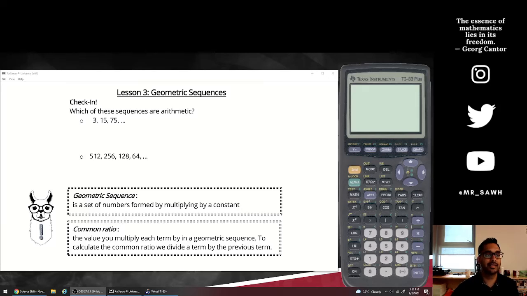Okay everyone, welcome back to lesson 3. In this video we'll talk about what a geometric sequence is, and how that may be different from the last couple. We've talked about an arithmetic sequence, some of the pieces, how to build that formula, and what we can do with it. So take a look at those sequences that you see on there.